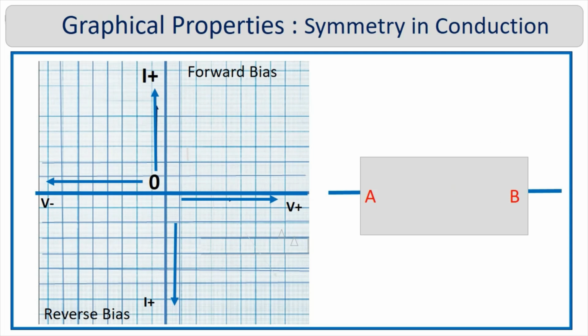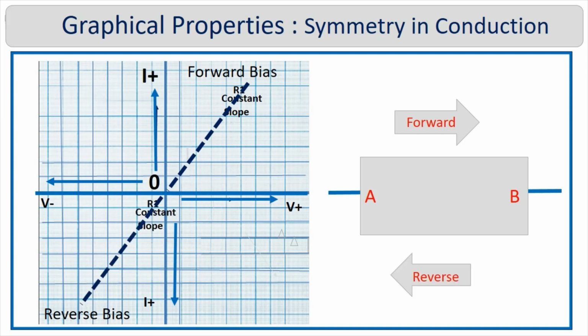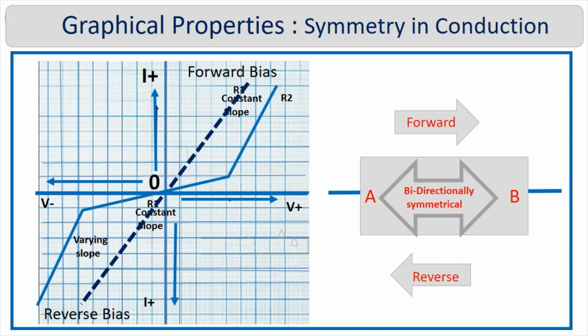Symmetry and conduction of a semiconductor device refers to the device behavior in forward and reverse bias conduction, that is, in opposite directions. The device should have identical conduction characteristics in both the biasing conditions. A bidirectional device exhibiting identical conduction characteristics in both directions is called symmetrical, otherwise they are called asymmetrical devices. Most of the semiconductor devices are asymmetrical, and this property is extensively used in many applications.